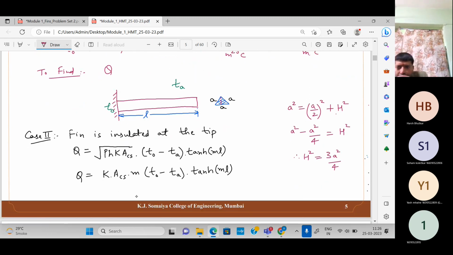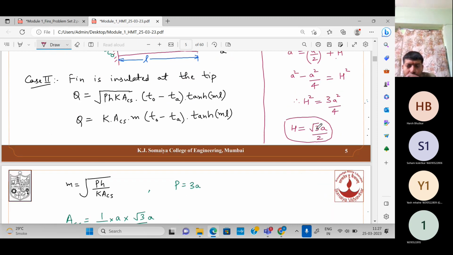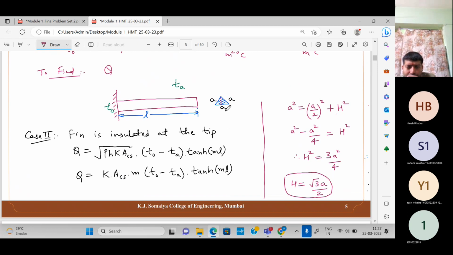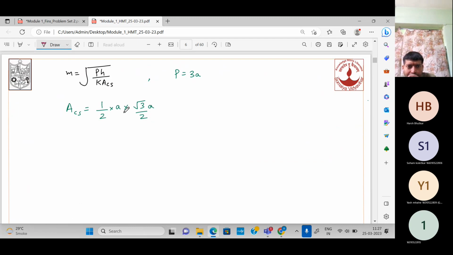So h will be equal to root 3 a divided by 2. So this we got. Now the cross section area will be what? Half into base into height. Half base is a, so half into a into height, which is root 3 a by 2. That is what I have written: half into a into root 3 a by 2.